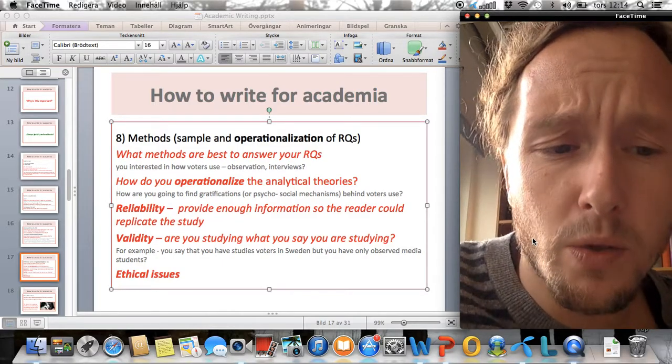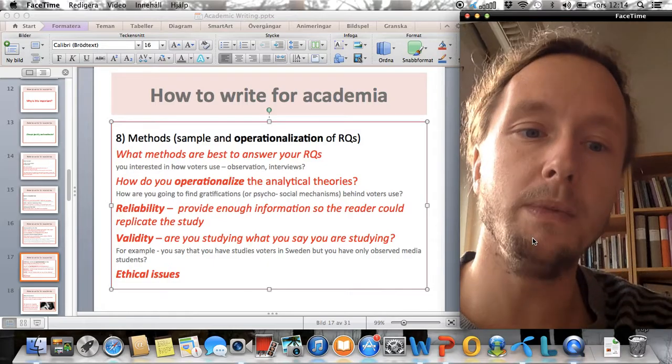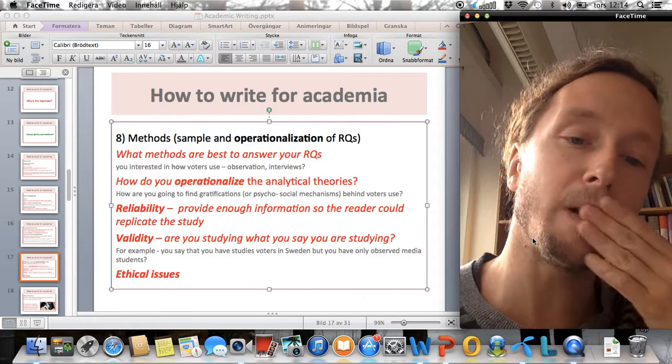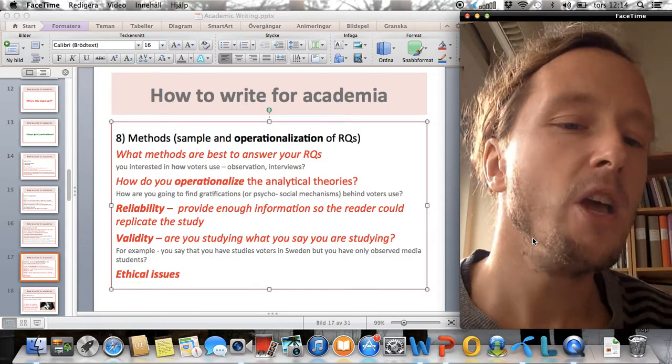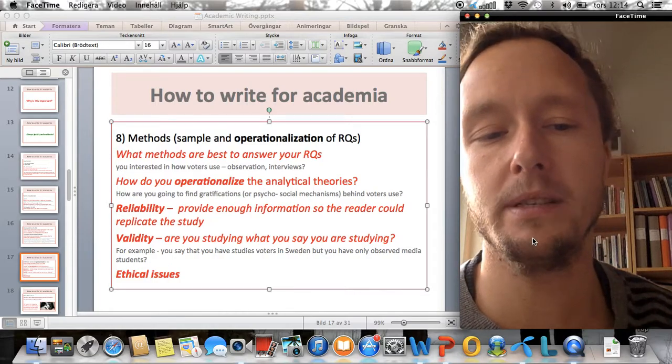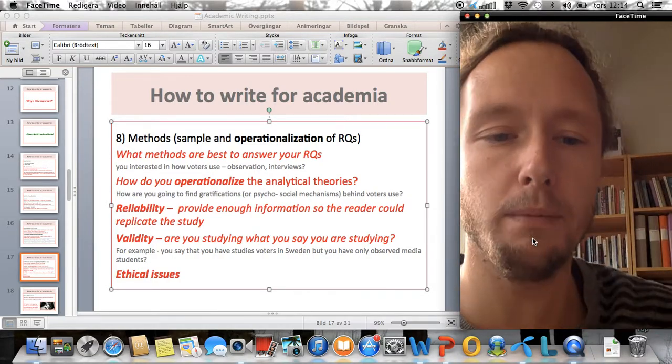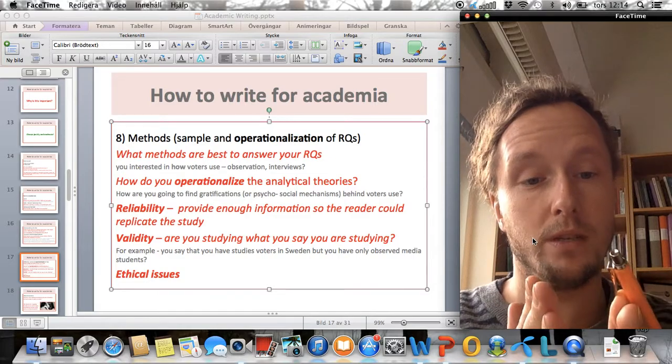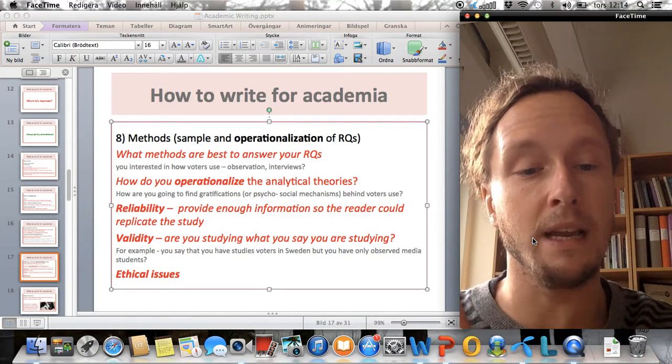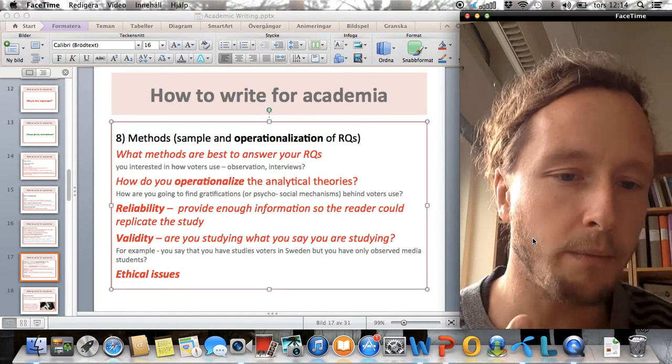Now, media students, if we talk about social media use, and I know many of you will talk about social media in your theses, you cannot get a representative sample of Swedish people in general by talking to media students, especially not talking about social media. They are more media savvy than other people in society.